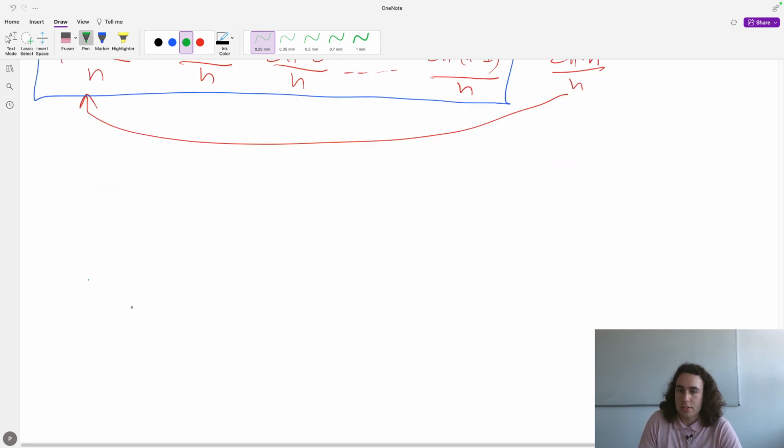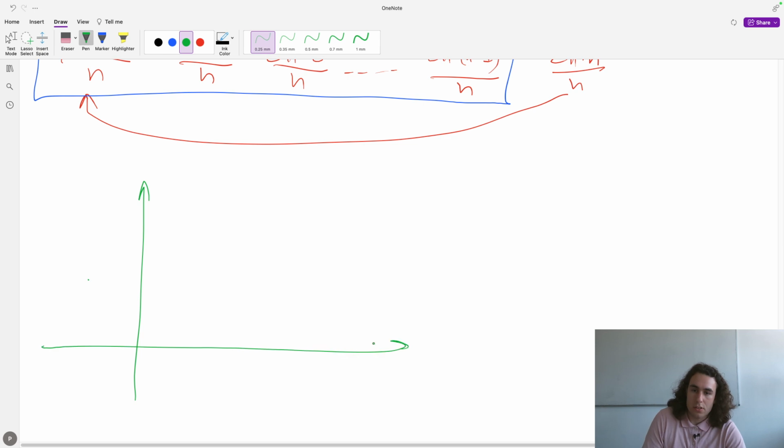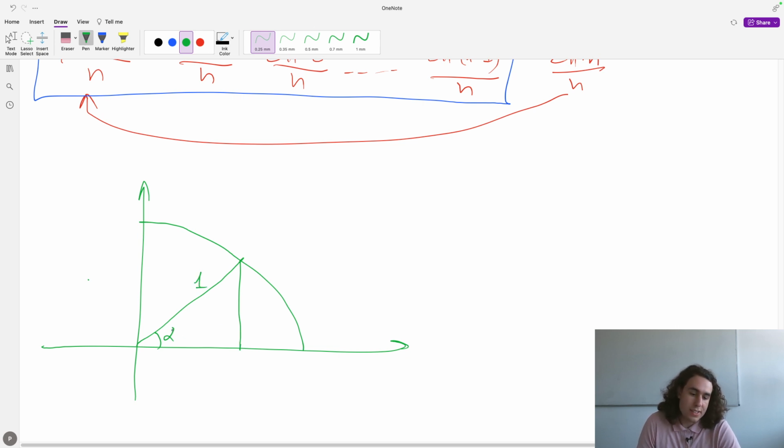So let me draw it a bit larger. It's on a unit circle. We have some angle alpha, and this is 1. So what is the sine of alpha? Sine of alpha is this side over 1. So this side is actually just equal to sine of alpha. And this is equal to cosine of alpha.